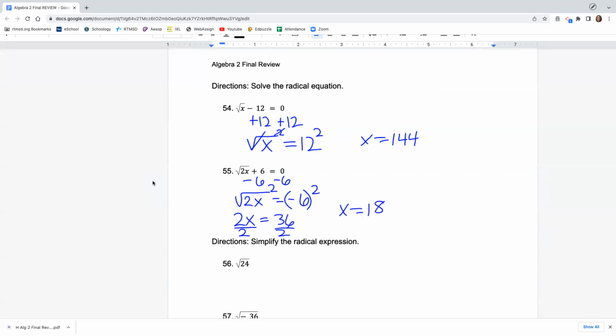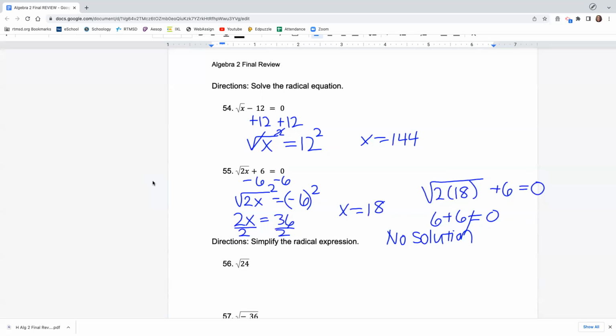Now, the problem with this is when you go ahead and put your answer back into the original, you're going to get the square root of 36. 2 times 18 is 36, which is 6, and 6 plus 6 does not equal 0. So this one has no solution.